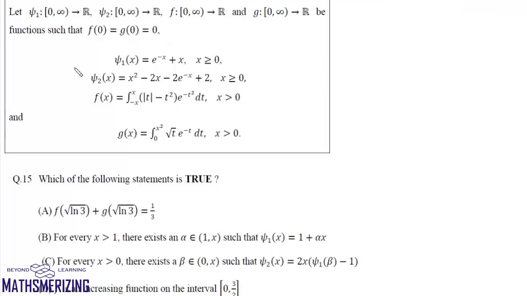Now here the question is, we are given some functions psi1(x), psi2(x), f(x) and g(x), and then we have to find which of the following statements is correct. Now for this first statement, we need to find f(x) and g(x). Before that, we'll work out this g(x) a bit.